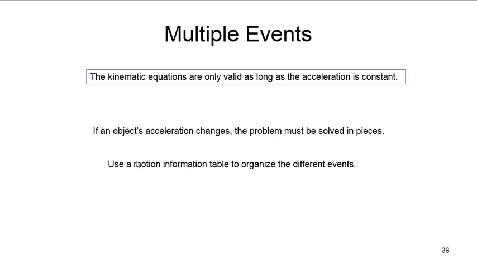So we're going to use a motion information table that we practiced last week to organize the different events. What we're going to do is every time the acceleration changes, we'll have a new event. So you can imagine there's the first event for one single acceleration, and then you need another event because the acceleration changes, and then you can have another acceleration after that. That sounds weird, but we're going to do it.